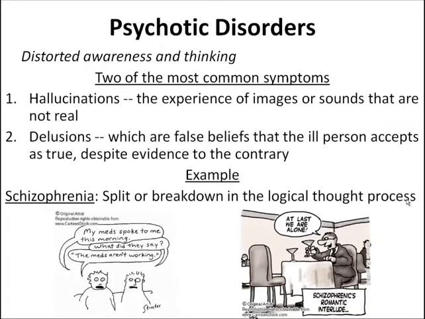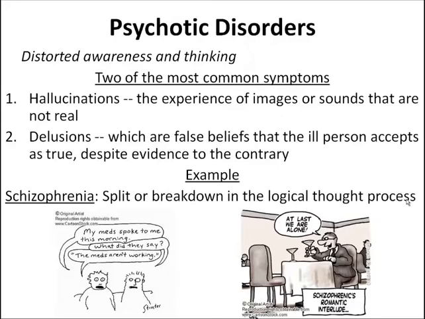Psychotic disorders. Two of the most common ones are hallucinations. This is where you actually believe in something that you're hearing or seeing and it's not real, or delusions. This is where you have beliefs about yourself or about other things that are just not true. So either you're seeing things or hearing things, or you have beliefs about yourself.